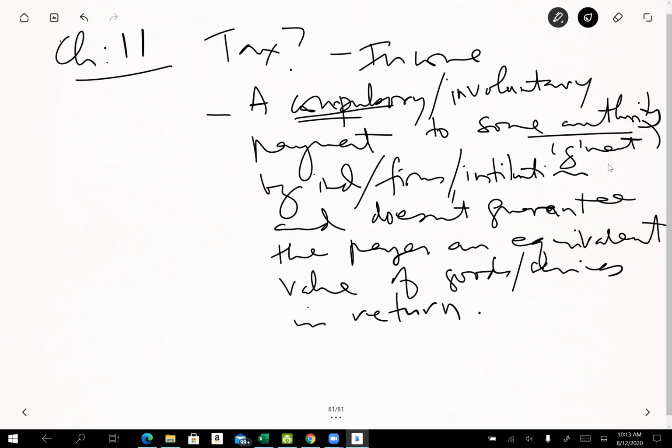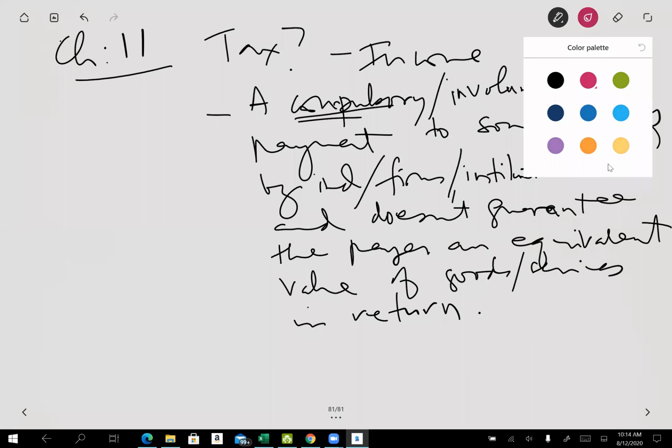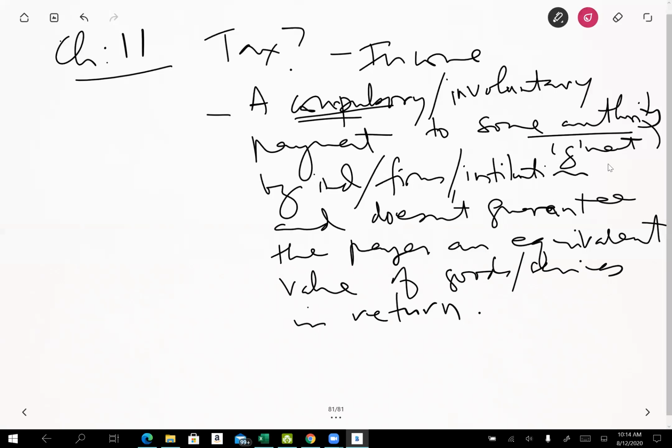So there are two parts here. Number one, it's a compulsory payment, or sometimes even involuntary, because you don't want to pay, but you are forced to pay to some authority. That means to some group of people or an institution of authority, for example, government. By whom? By individuals, firms or any member of the society. So that is the first part.